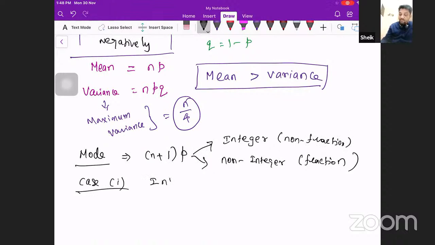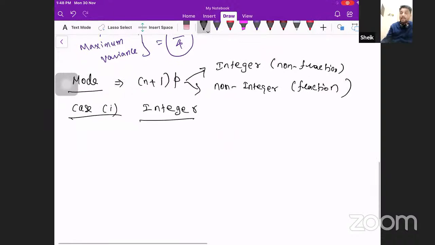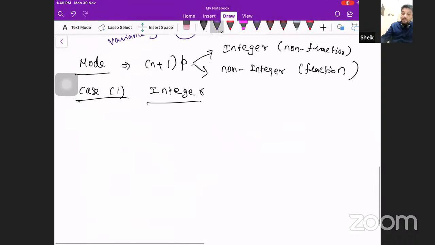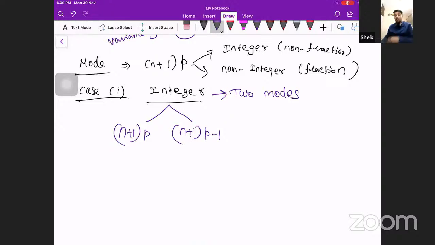So if (n plus 1) into p is an integer, then please remember this: there are always two modes, and the modes are (n plus 1) into p and (n plus 1) into p minus 1. One mode is (n plus 1) into p, and the other mode is (n plus 1) into p minus 1. Let me give you one example, my dear.